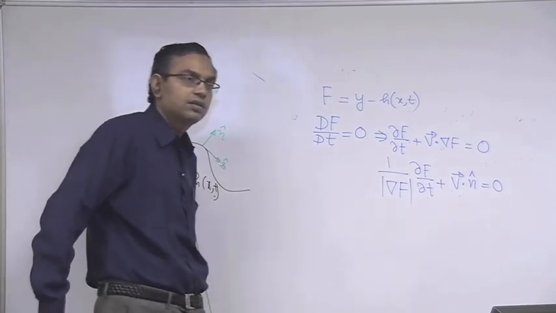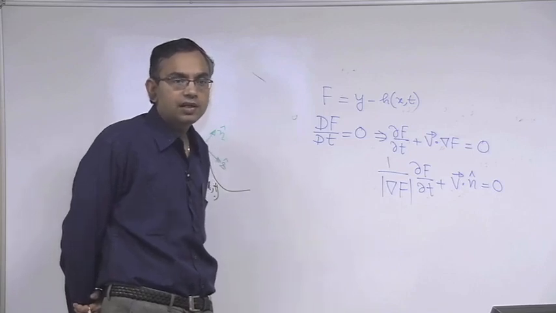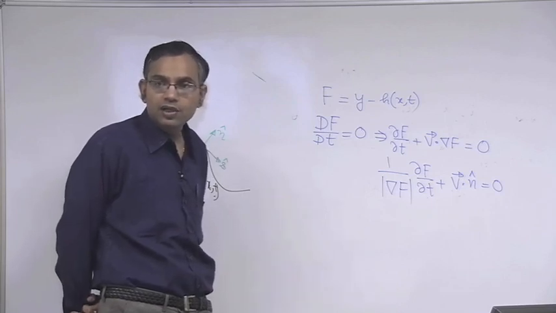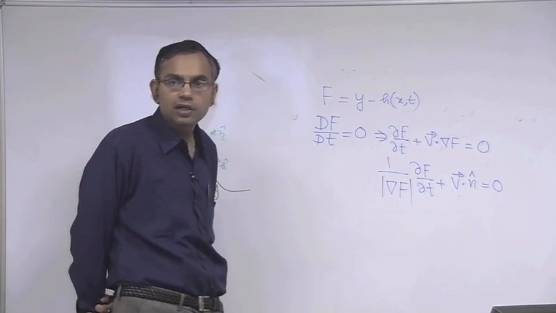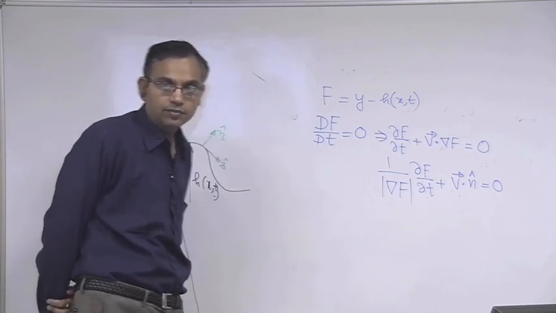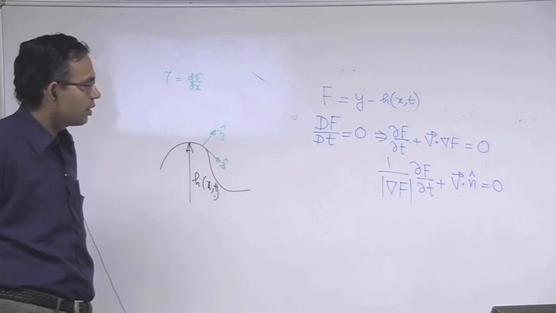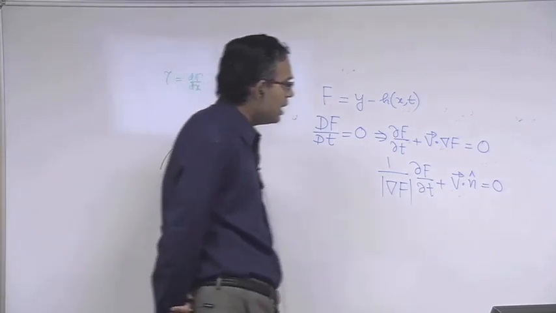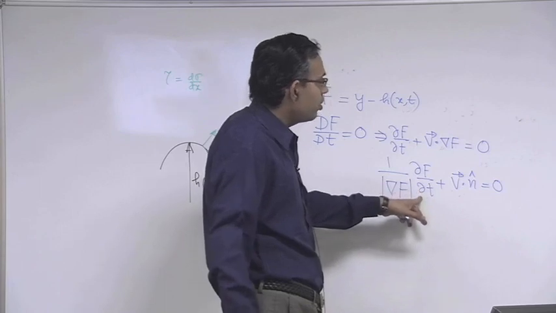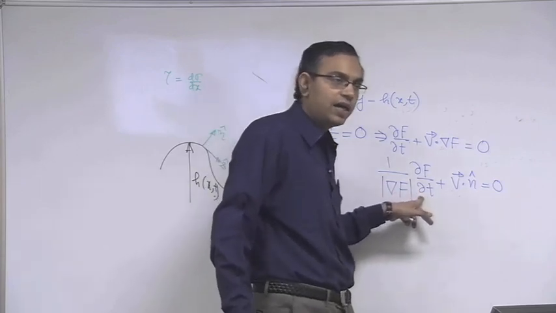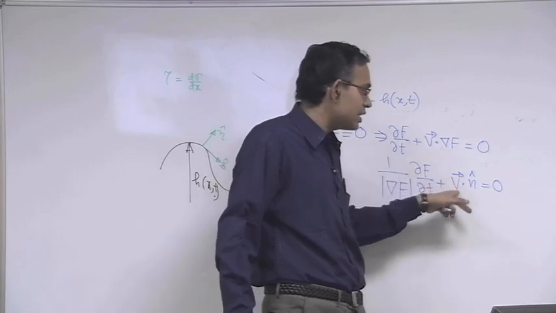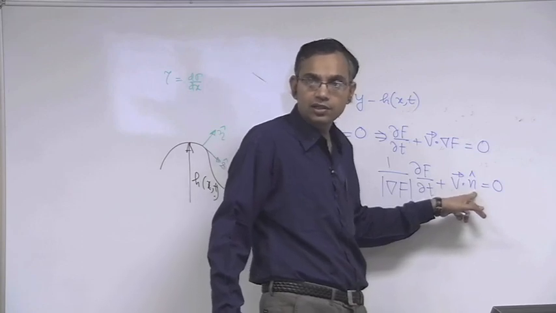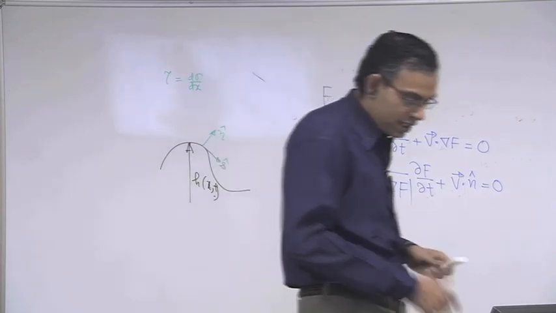This boundary condition is called the kinematic boundary condition, and a special form of this kinematic boundary condition is the no penetration boundary condition. So, you can clearly see that at a given location, if F is not changing with time, this term will become 0, and this is like the normal component of V is equal to 0, then that is the no penetration boundary condition. Okay, let us go to the next slide.